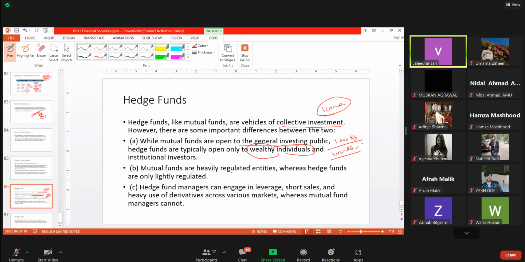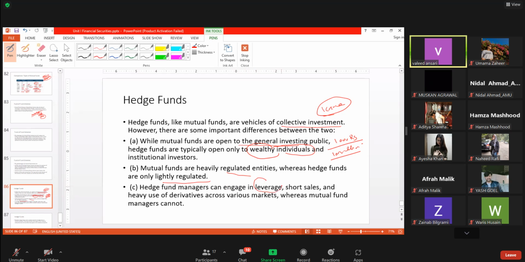Mutual funds are heavily regulated, whereas hedge funds are lightly regulated. One of the major players in the East Asian currency crisis was the George Soros hedge fund. So it's not very regulated. They are very opaque as far as regulations are concerned. And they engage in various types of strategies.